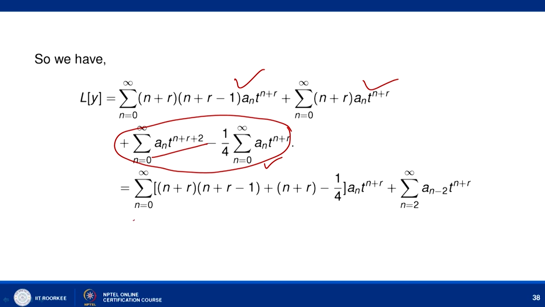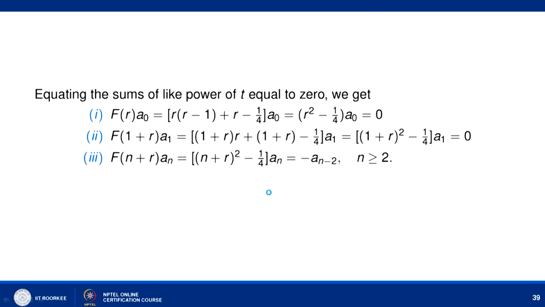So, we can write this as the sum from n equal to 0 to infinity of (n plus r)(n plus r minus 1) plus (n plus r) minus 1 by 4, a n t to the power n plus r, and the sum from n equal to 2 to infinity of a n minus 2 t to the power n plus r. Again we can simplify this, and we can say that it is (n plus r) whole square. So, we can write that equating the sums of like powers of t equal to 0.